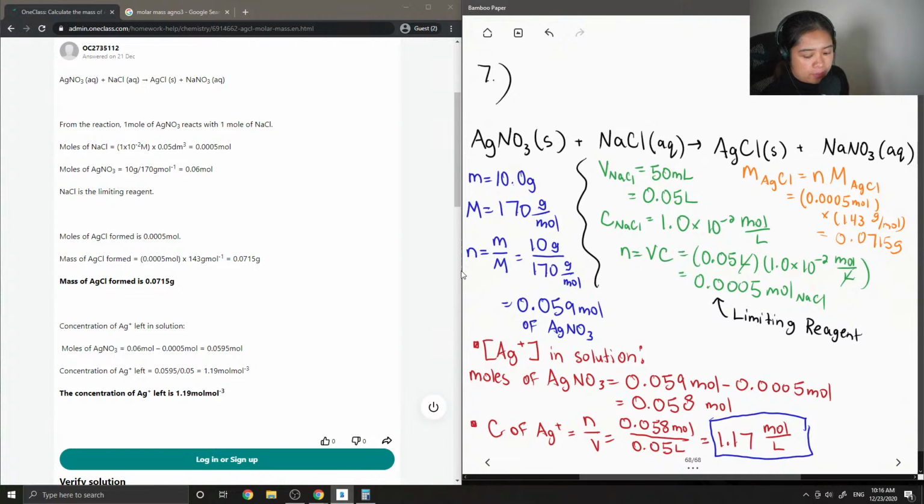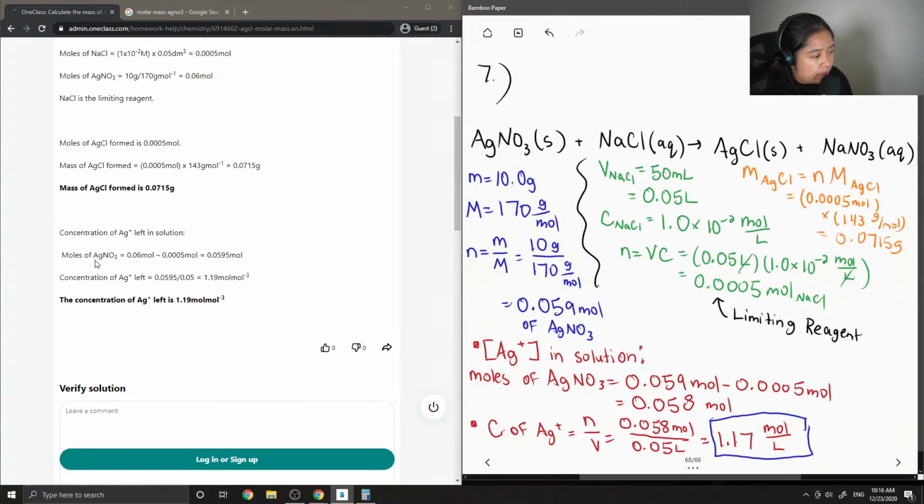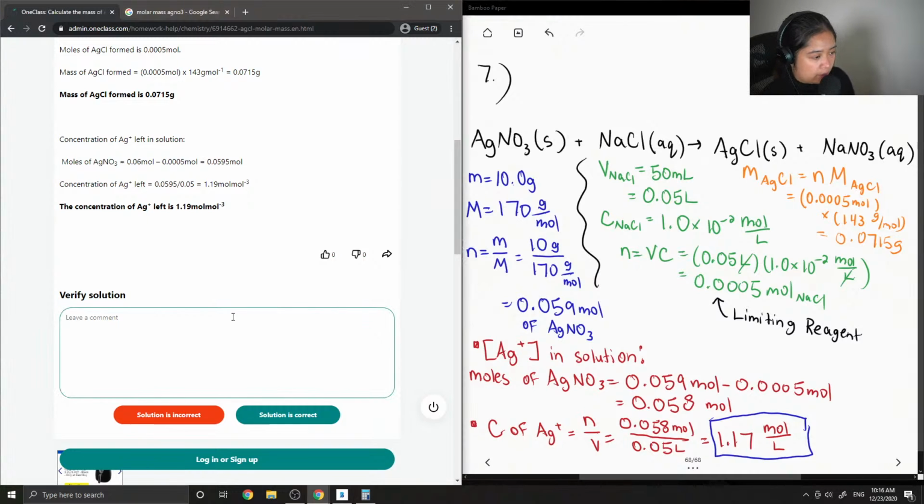Okay, so for the second part of the question, the concentration of silver plus left in solution, we have the starting moles, which was around 0.06, subtract however much reacted with the limiting reagent, and they got 0.0595 moles. Divided that by the volume to get around 1.19 moles per liter. Maybe I'll just take note what the units should be. Okay, so the solution is correct.